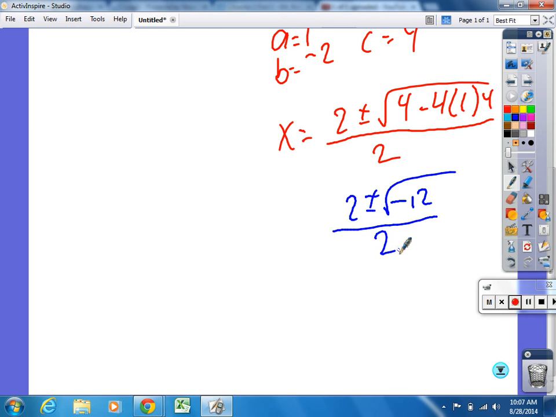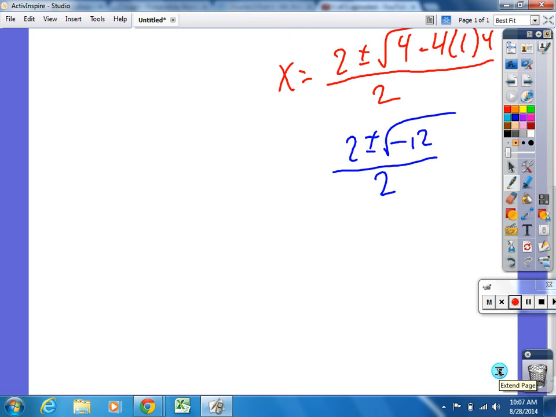So, does anybody remember what this is called? What is this called? Imaginary, right? Imaginary number. Why? Because they're imaginary? Yeah, why? Because they're still there. But they're imaginary.